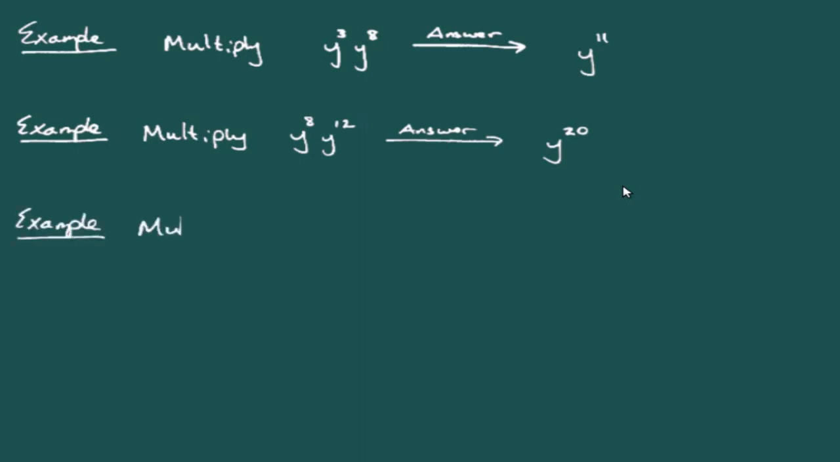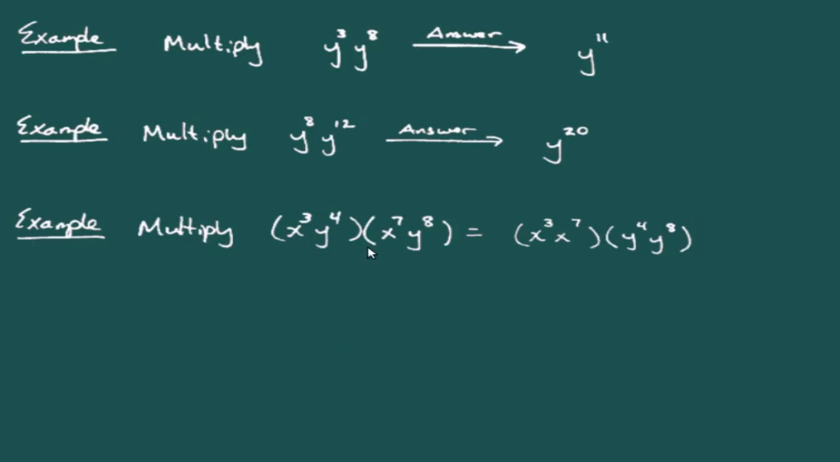Now, if we have two variables, suppose we've got x to the third times y to the fourth times x to the seventh times y to the eighth. Well, we can group the x's together, x to the third times x to the seventh, and we can group the y's together, y to the fourth times y to the eighth, and then we're just adding the exponents for the like bases. So how many x's do we have total? 7 plus 3 gives us x to the 10th. 4 plus 8 gives us y to the 12th power.